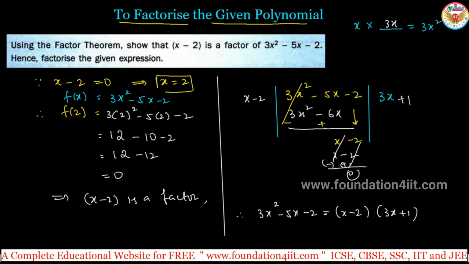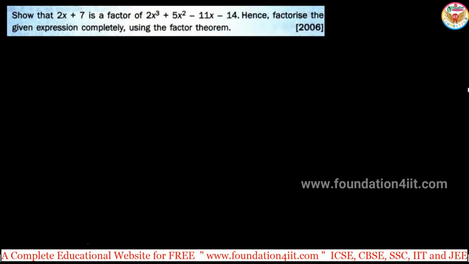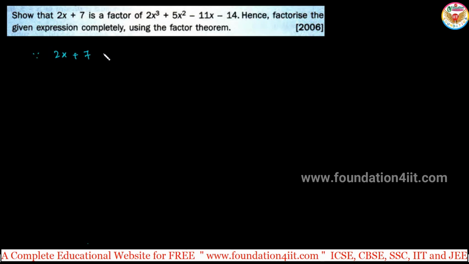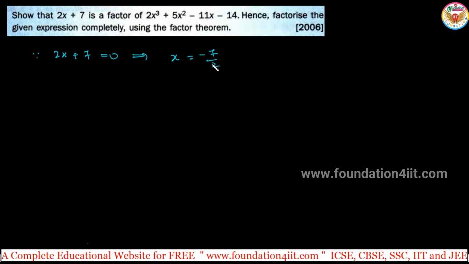Let us see a similar type of problem with a cubic polynomial. Here is the question. First show that 2x plus 7 is a factor of 2x cube plus 5x square minus 11x minus 14. Right. Since 2x plus 7 is a factor, it equals 0. From this, x is equal to minus 7 by 2. So the value of this function at minus 7 by 2, so f of minus 7 by 2. They are asking to show that, so we have to get 0.